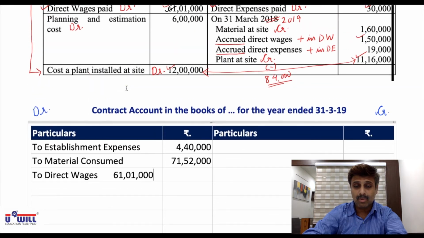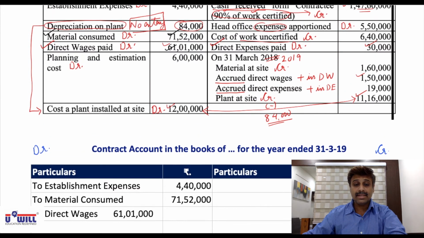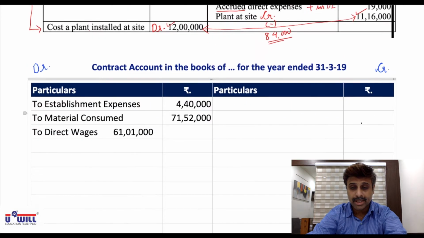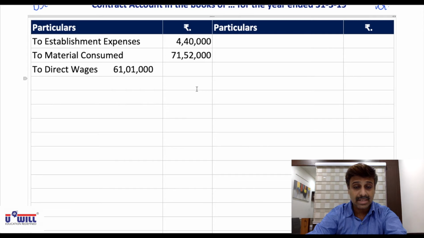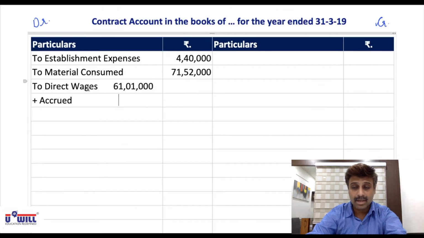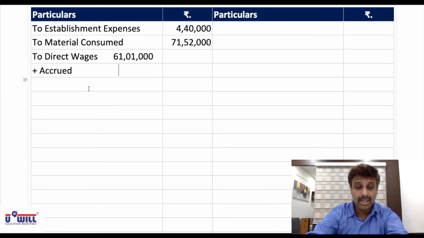Now in that we have to add, what do we have to add? This accrued direct expenses or wages of 1 lakh 50,000. Okay, that's why we had put a tick. So you'll add further plus accrued or outstanding, 1,50,000. Accrued or outstanding is 1,50,000. And then in the outer column we'll get 62,51,000.